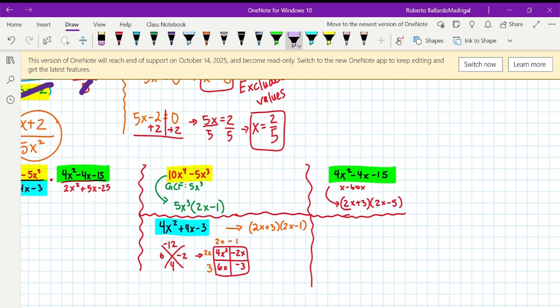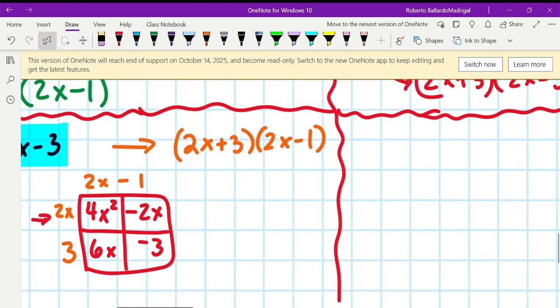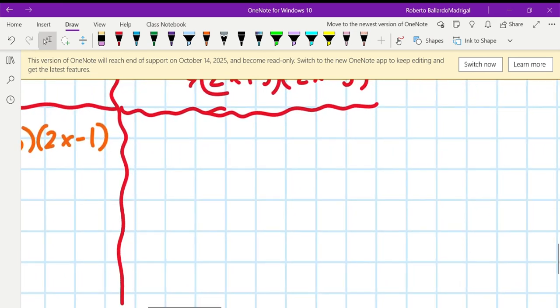Okay, if you want to start working on the last one, you can. 2x squared plus 5x minus 25. Let's do that right here. It's the Xbox method. Yeah, you're right. All right, hold on. 2x squared plus 5x minus 25.